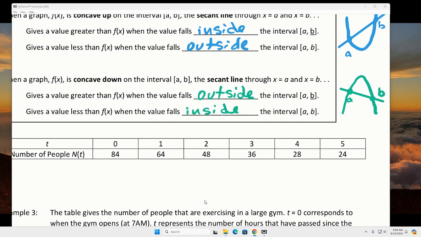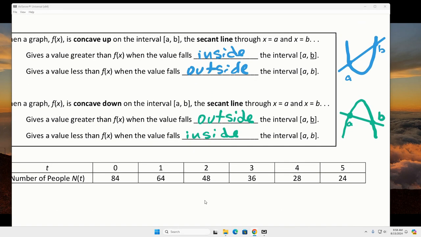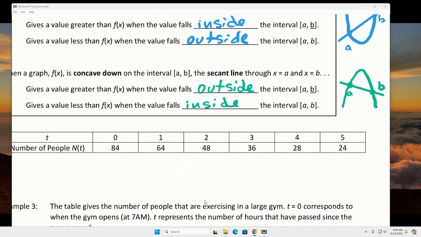So I know sometimes it's hard to listen and write at the same time. So I'll say that again. So concave up, the secant line is greater on the inside of the interval because this is higher than this. And then the secant line is less than on the outside because that line falls below the original function. And then opposite here. So the secant line is greater on the outside because that's above. Secant line's above. And then less on the inside.